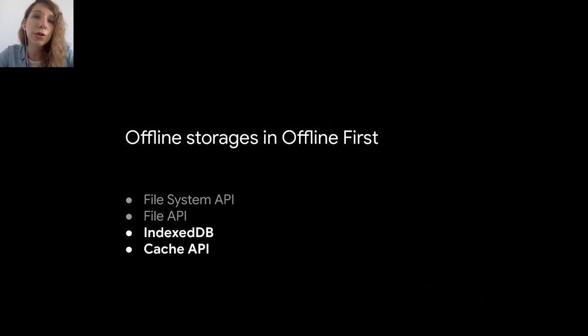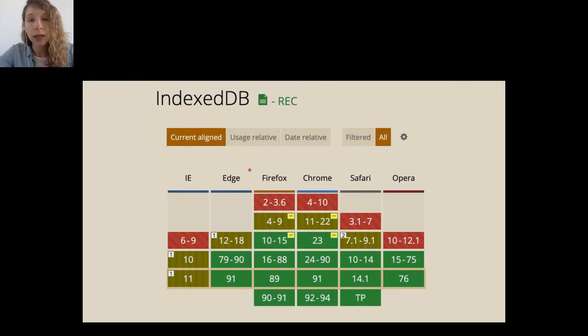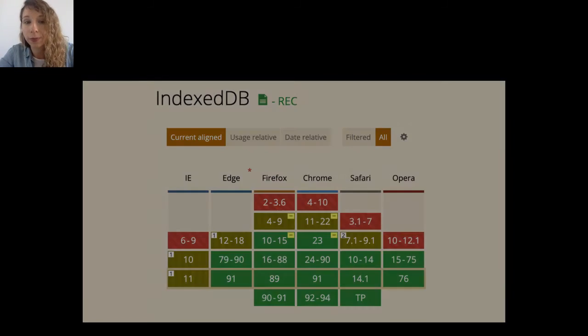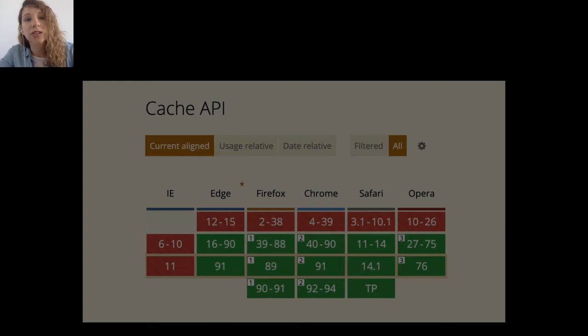And another rule, this is that URL data goes into cache, but non-URL data goes into IndexedDB. And here you can also find the browser support for these solutions. So IndexedDB has great support, as you can see. And Cache API only doesn't work with Internet Explorer.